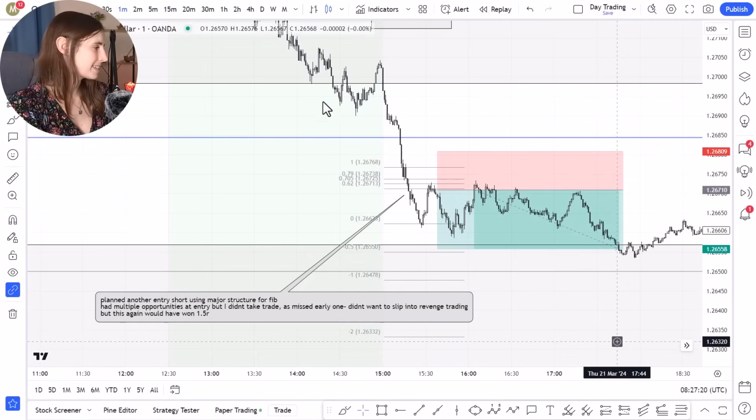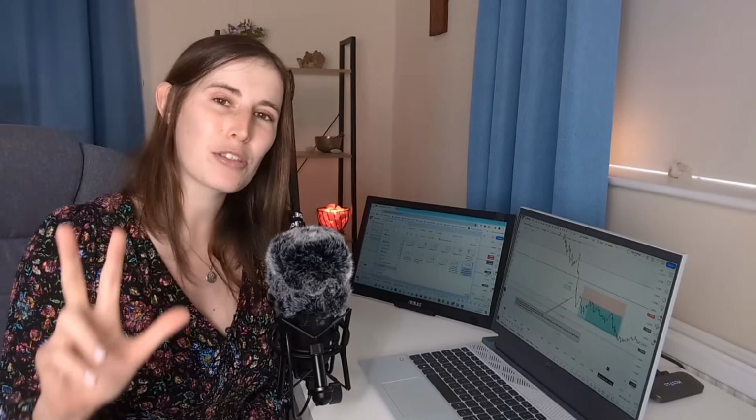A bit later in the day, so that was this trade up here, we had the drop down and I set another entry for a short here. But at this point, it was getting to the end of the New York trading session. I'd already missed an opportunity. I was down 3 on the week.